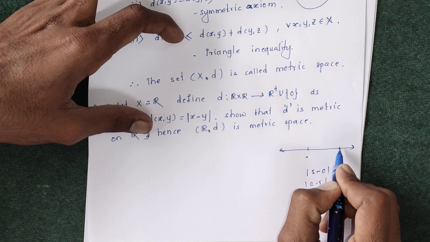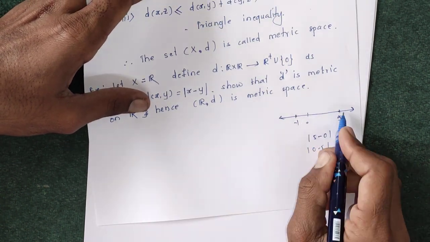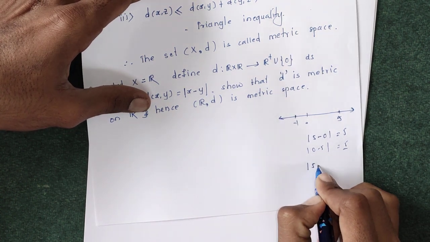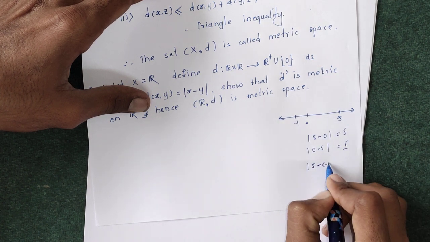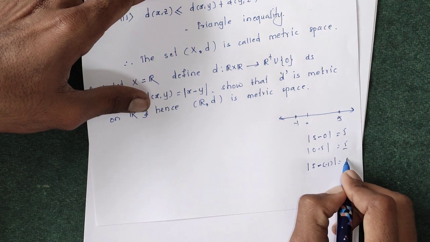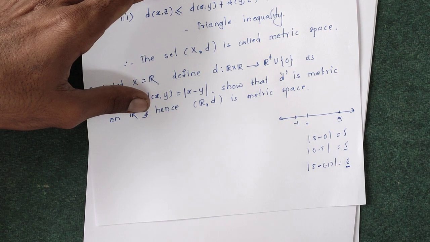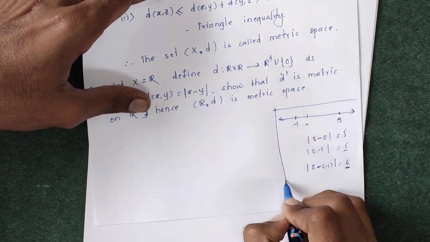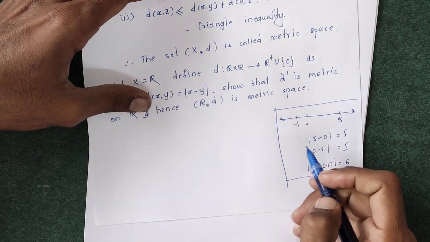Similarly, if you take this 5 and suppose this is minus 1, then to calculate the distance between 5 and minus 1, we take the subtraction of both. 5 minus minus 1 is 5 plus 1, which is 6. So modulus of 6 is 6. So the distance between minus 1 and 5 is 6. So this is the standard definition of calculating distance in real numbers.